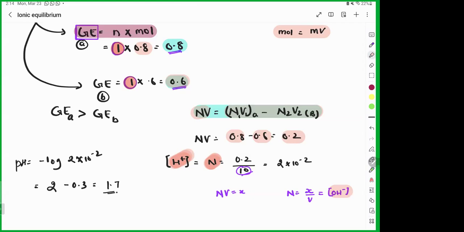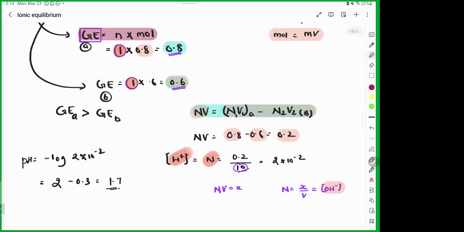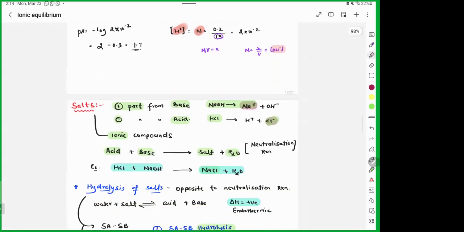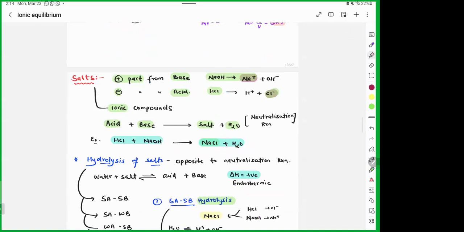Any doubt? The buffer is done. We are left with only two topics. Both topics are very small. One is salt hydrolysis. Second is KSP, solubility product.